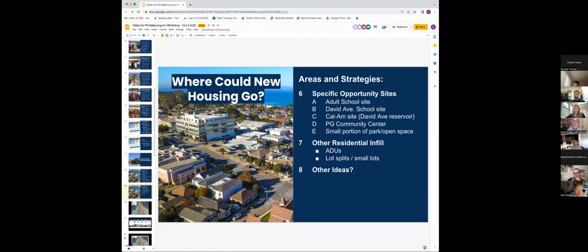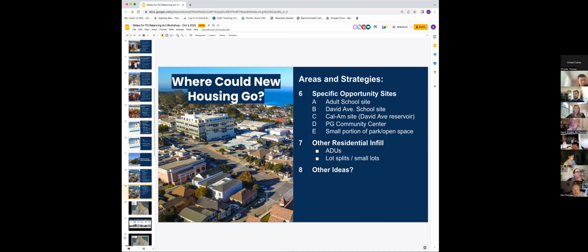And then we also have several specific sites that are listed. 2 of them are owned by the school district, the adult school site that's on Lighthouse, and the David Avenue school site. And then there's the Cal-Am site on David, where it's called the David Avenue Reservoir. There's the Pacific Grove Community Center. The idea there is that could potentially be redeveloped with housing and a new community center.